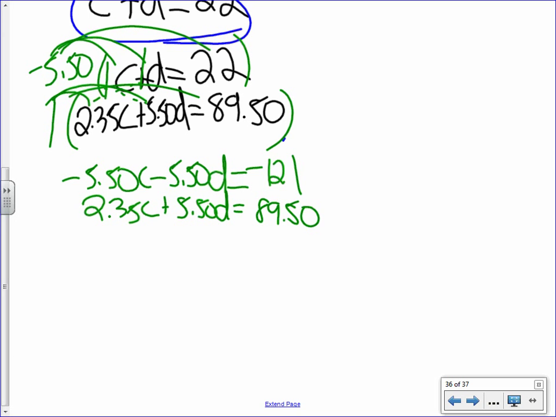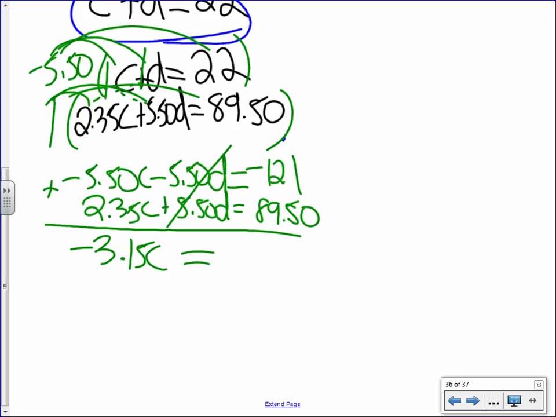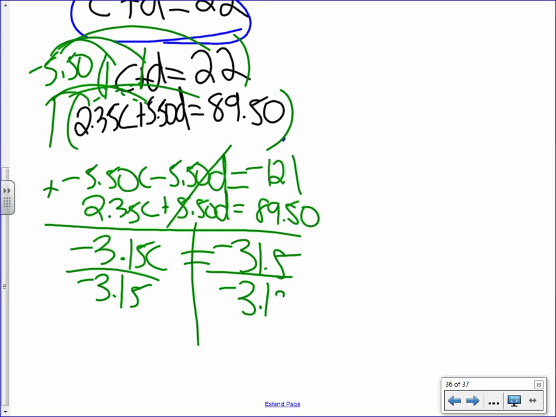And now I add the equations together because the d's cancel. Negative 550 plus 2.35 is negative 3.15c equals negative 121 plus 8950 is negative 31.5. Now I can solve the equation, divide by negative 3.15. C equals, when I divide those, I believe I get 10, don't I? Yeah. The question is asking for how many cats there are.